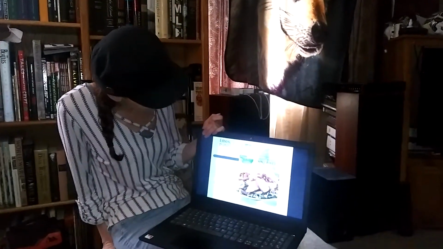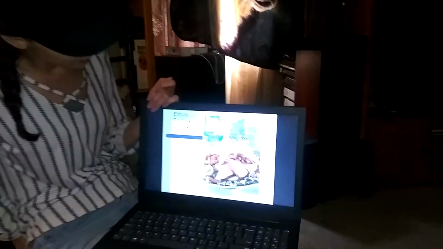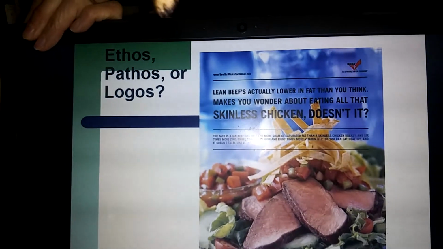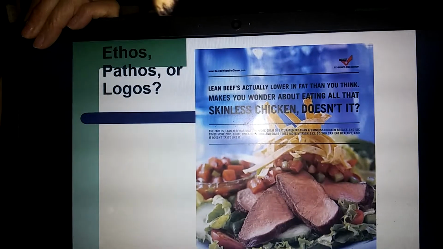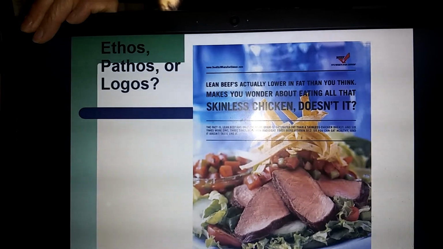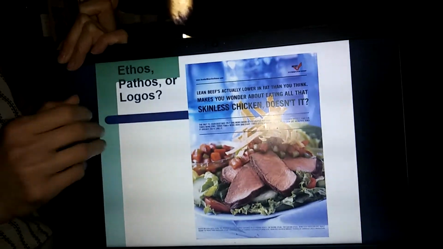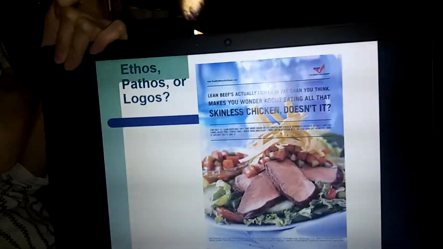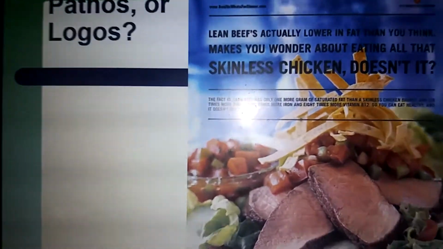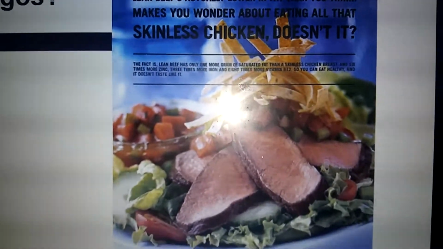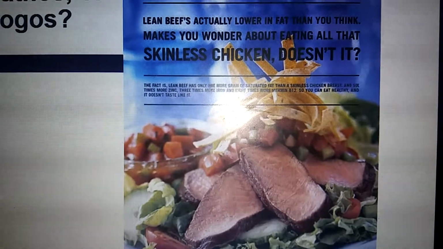So you see this one, the picture. Go ahead again, tell me what you think. But lean beef's actually lower in fat than you think. Makes you wonder about eating all that skinless chicken, doesn't it? Then it's got all these facts here. Okay, so write down what you believe. The picture and the information are two different strategies. Pause the video if you need it.